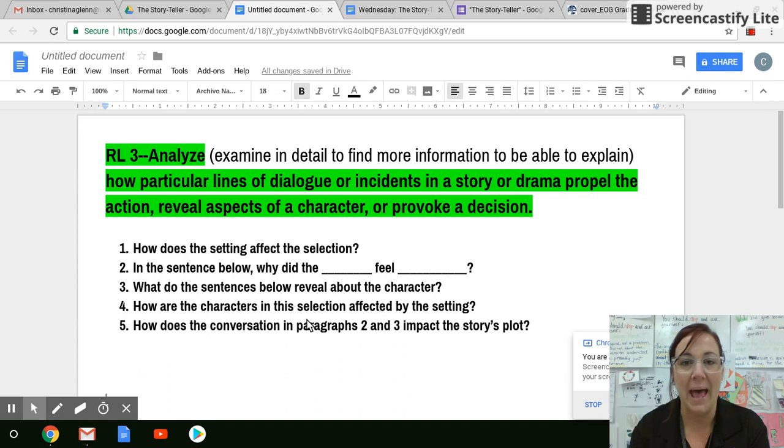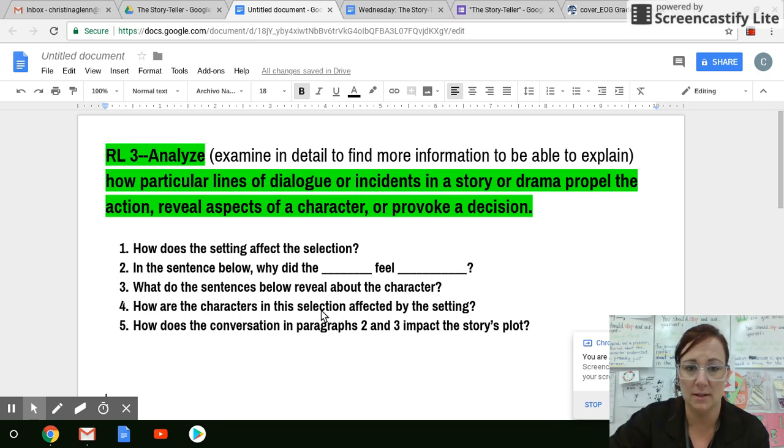Again, go back to the setting. If it's in a desert, they're going to be impacted a certain way, probably negatively, right? If it's wintertime, it's going to affect them a certain way. If it's springtime, it's affecting them in a certain way. If they're in a spaceship, that's going to impact them a certain way. If it's on a horse-drawn carriage, that's impacting them a certain way. If they're in outer space with a spaceship, that's going to do something to them.